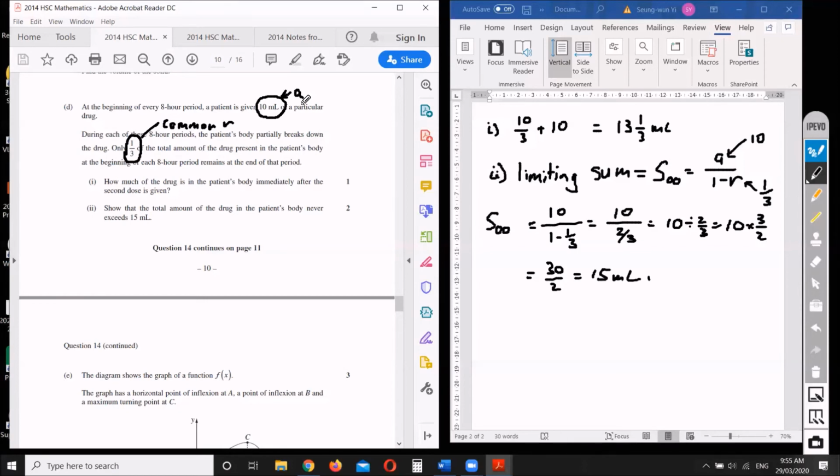Now the two phrases that signal for me that this is a limiting sum are "never exceeds" and "total amount." Then I go, all right, that means it's not the sum formula of A times R to the power of N minus 1 over R minus 1, because N is going to approach infinity. It never exceeds. That's how I know. So basically it's saying that as n approaches infinity, S of n will approach 15. Yes. Got it? Yeah.